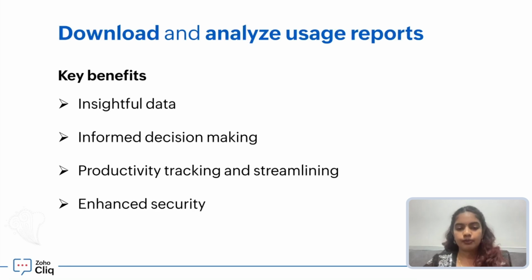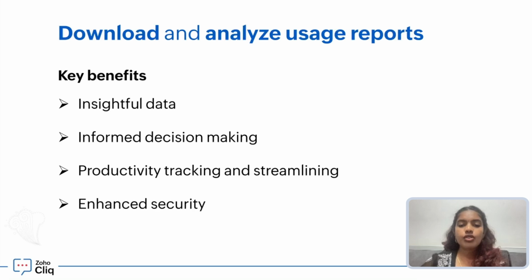For example, if you notice that certain features are underutilized, you can initiate training sessions or promote these tools to maximize their potential. And by tracking usage patterns, you can also identify bottlenecks in workflows. If certain teams are spending excessive time in meetings, you might want to explore ways to improve efficiency, such as encouraging more use of messaging for quick updates instead of meetings for everything. This can lead to a more productive environment where team members can focus on their core tasks.